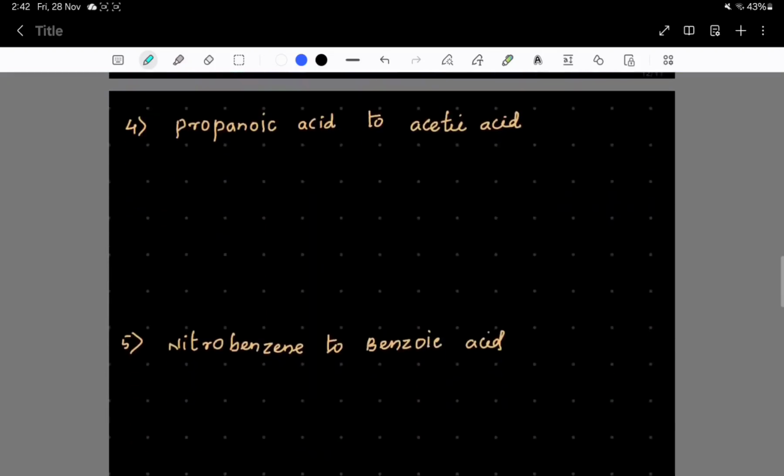Next, the fourth reaction: propanoic acid to acetic acid. Previously we did acetic acid to propanoic acid. Now we will do propanoic acid to acetic acid. So this is propanoic acid, CH3CH2COOH.